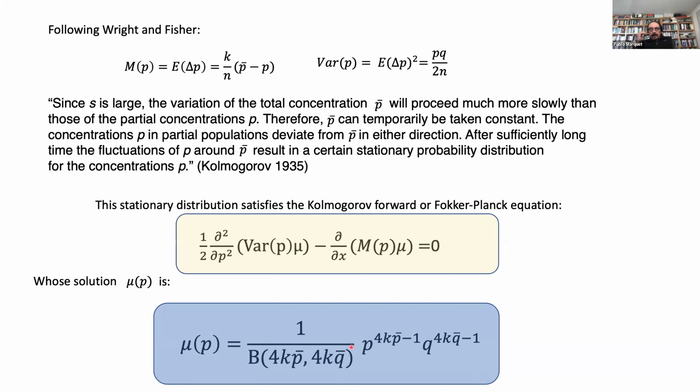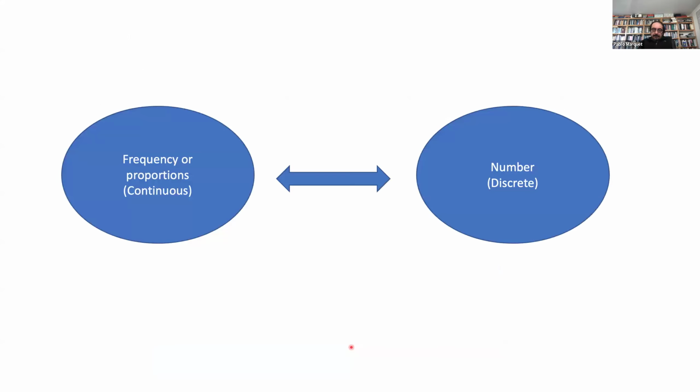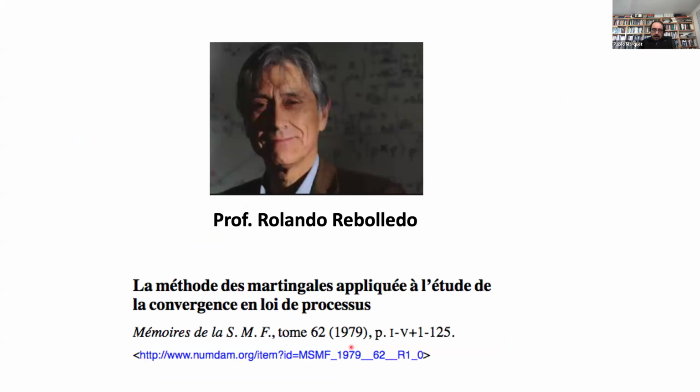So he showed in a more elegant way that that was the case, using these newly developed techniques. So the beta distribution was the distribution then to describe gene frequencies. So we set out to do the same, changing from numbers to frequencies in a compact support, and working with Rolando Rebolledo, who is a mathematician trained in this school of stochastic processes.